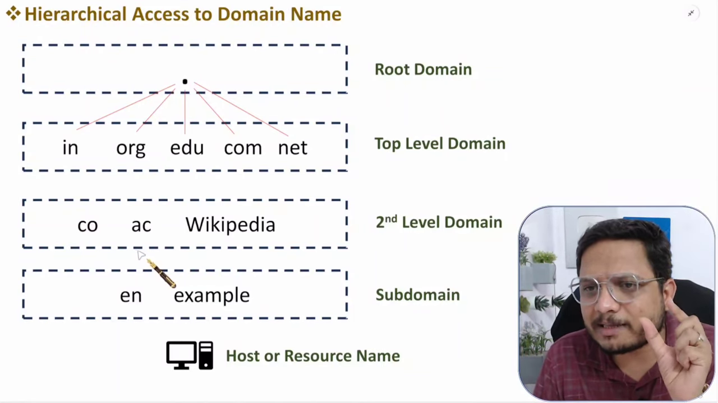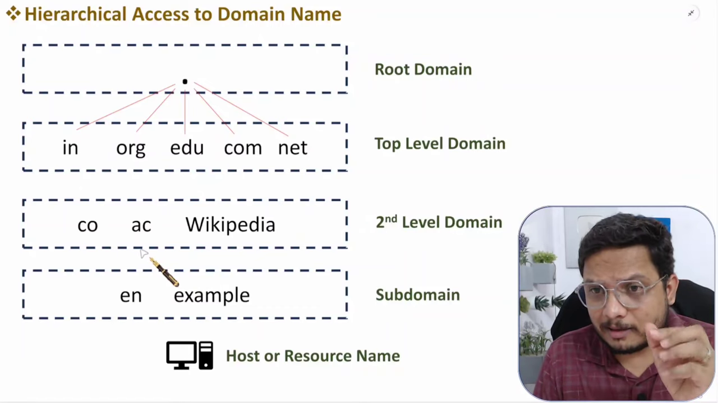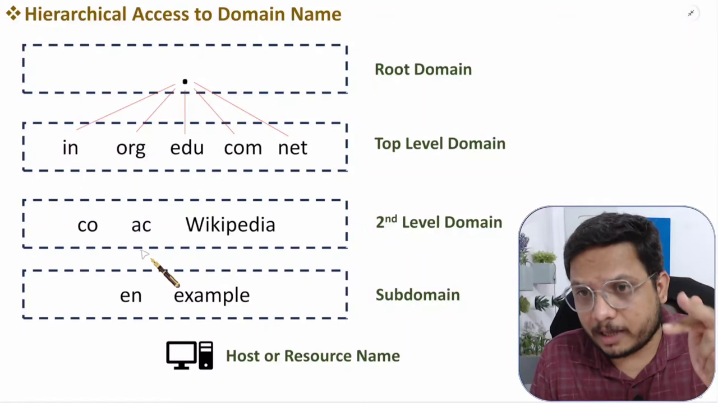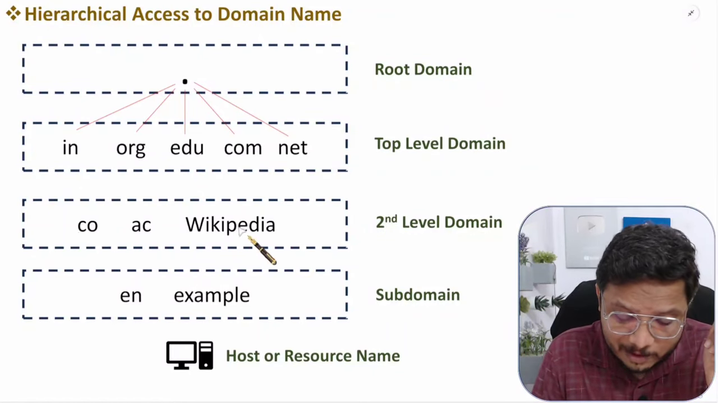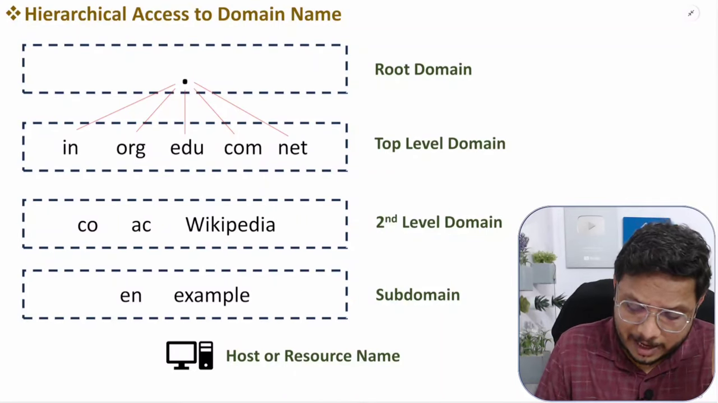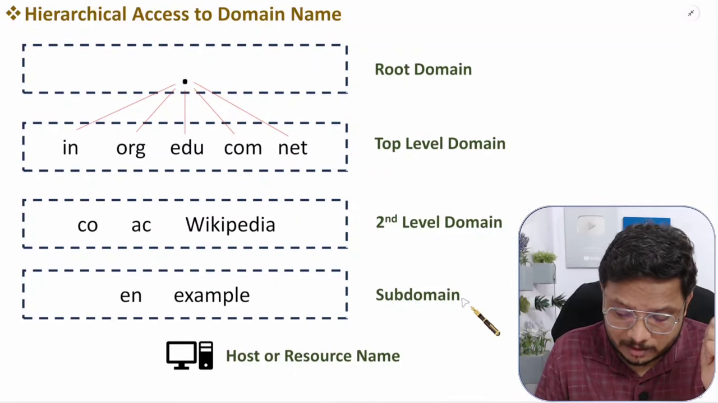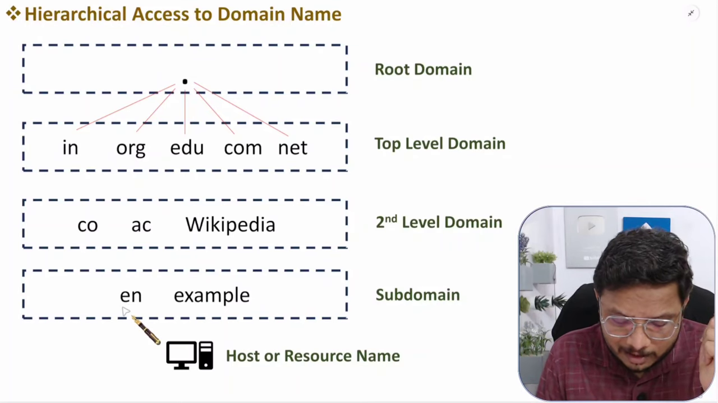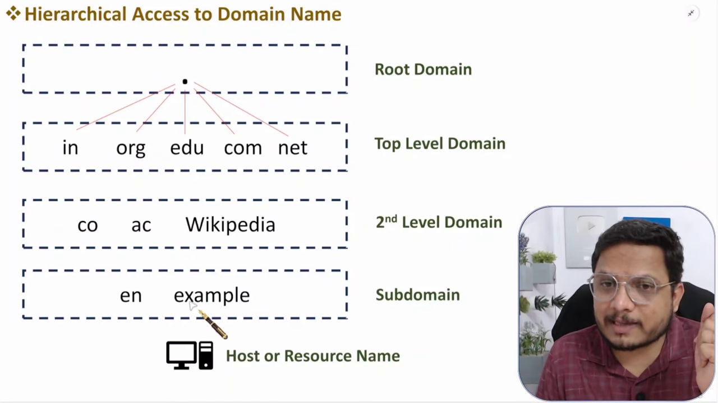Like my website, that is .co.in. There can be .ac.in. So these are second level domains. Wikipedia is also a second level domain. And then there will be a subdomain. A subdomain could be like en, example.